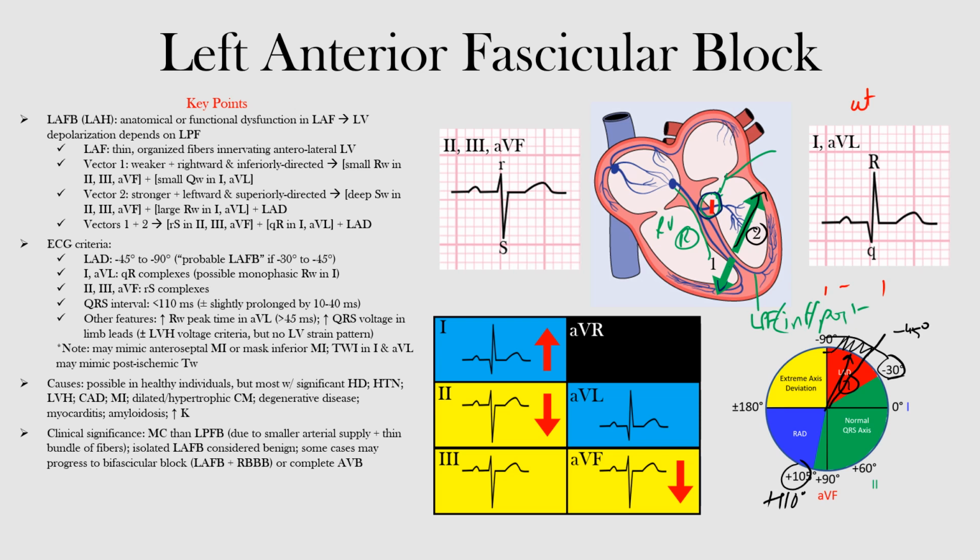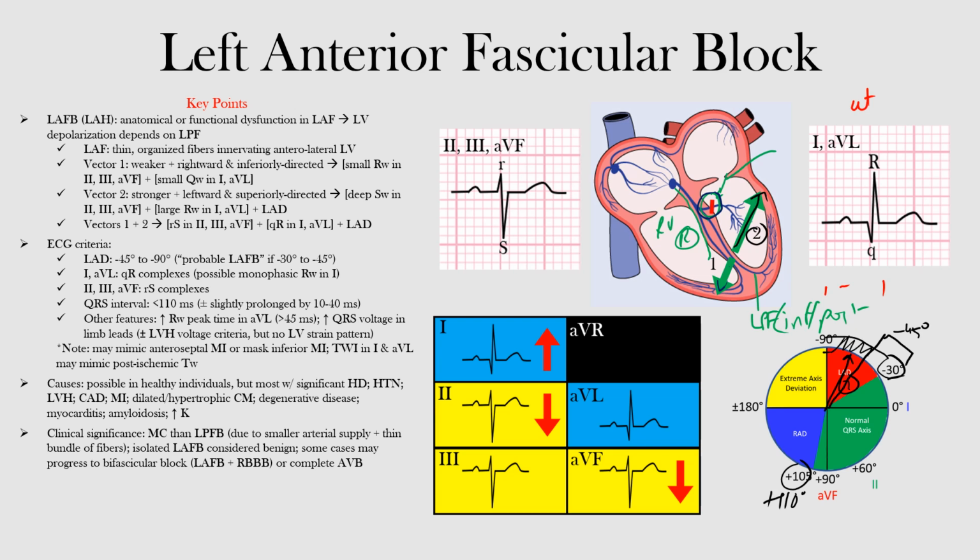If the axis is between -30 and -45 degrees, which is this region here, it's generally considered probable left anterior fascicular block. So remember, a simple way of making the diagnosis of left anterior fascicular block is positive complexes in lead 1, negative complexes in lead 2 and AVF. It's really that simple, and you don't have to make it any harder than it has to be.